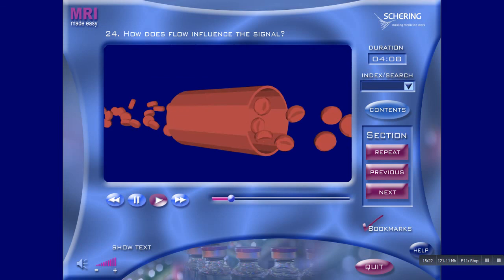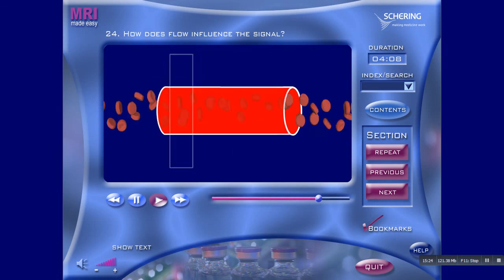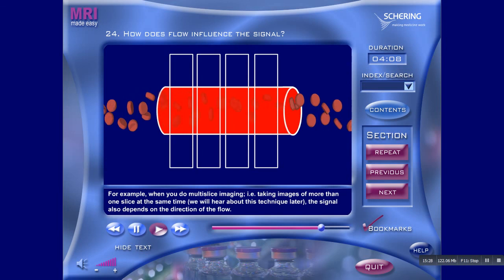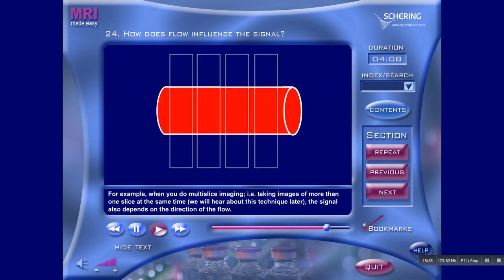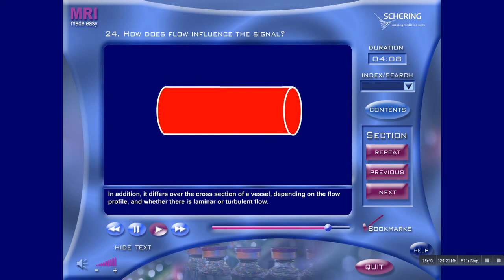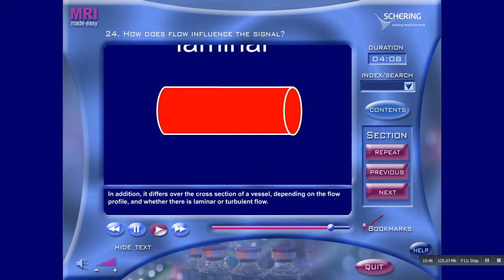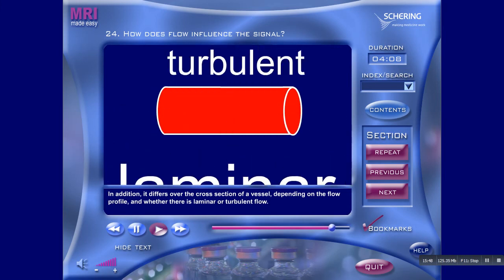Now, flow imaging, in other words, taking images of more than one slice at the same time, we'll hear about this technique later. The signal also depends on the direction of the flow. In addition, it differs over the cross-section of a vessel, depending on the flow profile and whether there is laminar or turbulent flow.